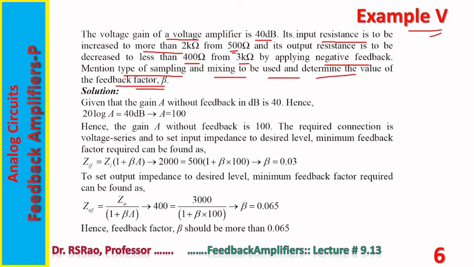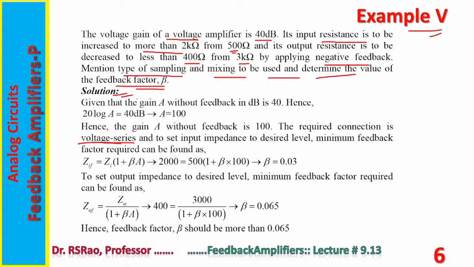It is a voltage amplifier, and it is said that input resistance is to be increased. So the type of mixing is series mixing. Series mixing only enhances the input resistance. Output resistance is to be decreased. So voltage sampling is to be implemented. Only voltage sampling decreases output resistance. So voltage series is the appropriate feedback in the present case.